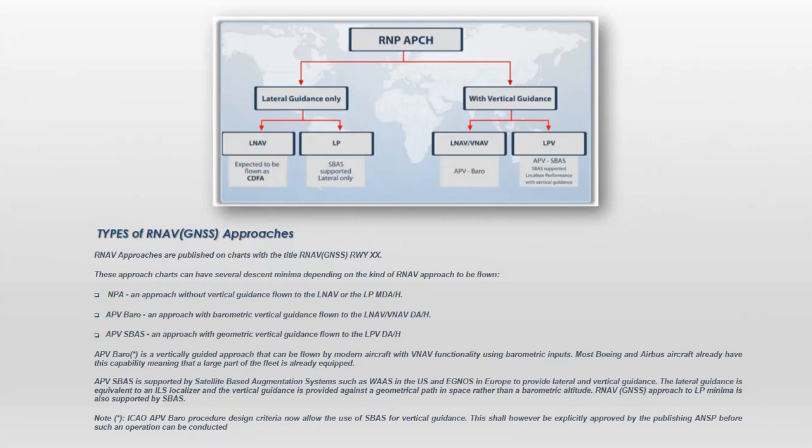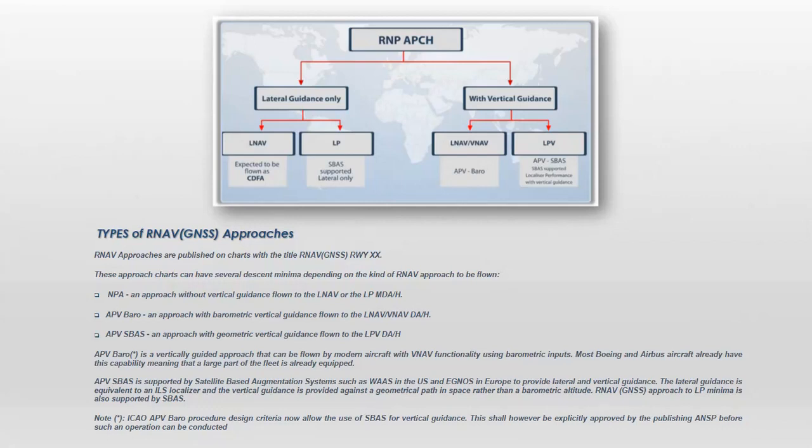decision altitude, height. Approach with vertical guidance SBAS, APV SBAS: an approach with geometric vertical guidance flown to the localizer performance with vertical guidance, LPV, decision altitude, height. APV BARO is a vertically guided approach that can be flown by modern aircraft with vertical navigation, VNAV, functionality using barometric inputs. Most Boeing and Airbus aircraft already have this capability, meaning that a large part of the fleet is already equipped.